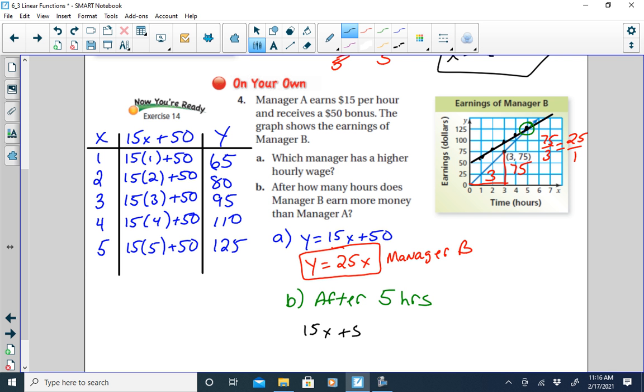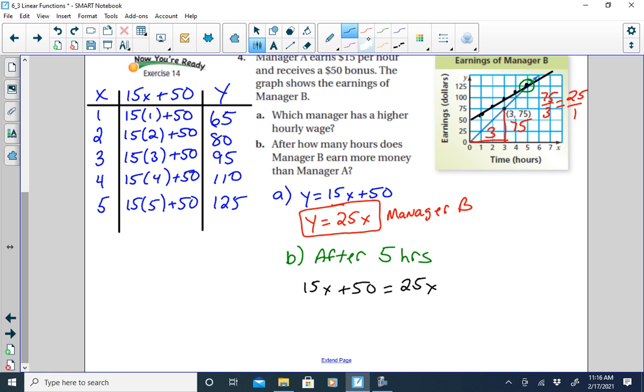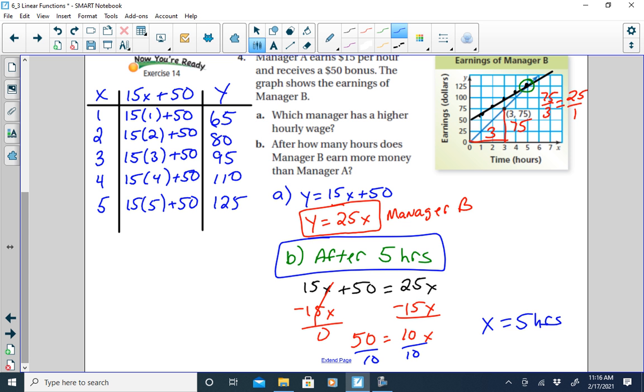15x plus 50 is equal to 25x. We want to solve that equation for x. So we would subtract 15x, that's 0. So we'd have 50 is equal to 10x. And when we divide both sides by 10, we get x is equal to 5 hours. So we could see it on the graph and we could see it mathematically.